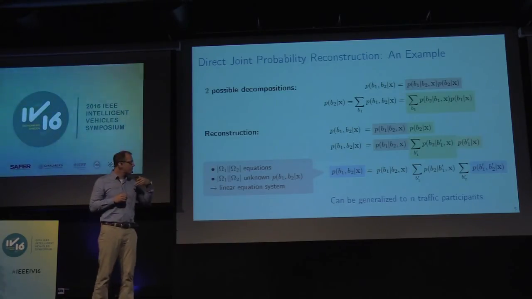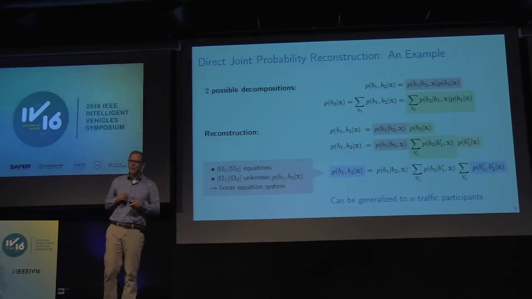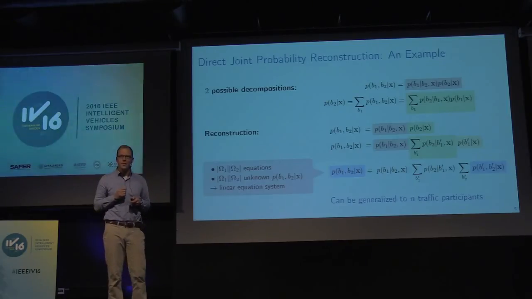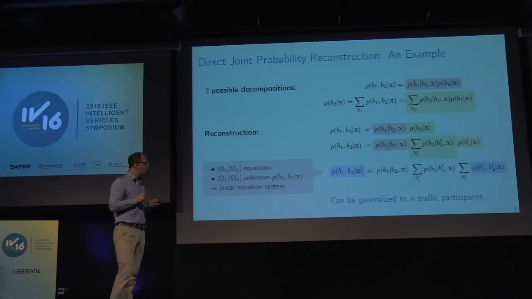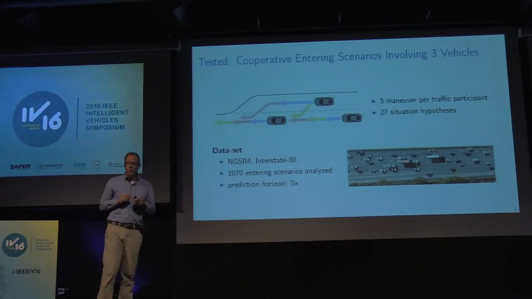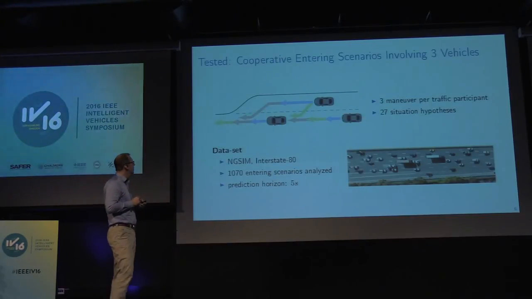If you extend this to more than two traffic participants, then you get nonlinear polynomial equations. This you can also solve with a polynomial solver, for example, but there are even other ways to solve this correctly, which I will not show here. I will now go over to an example.